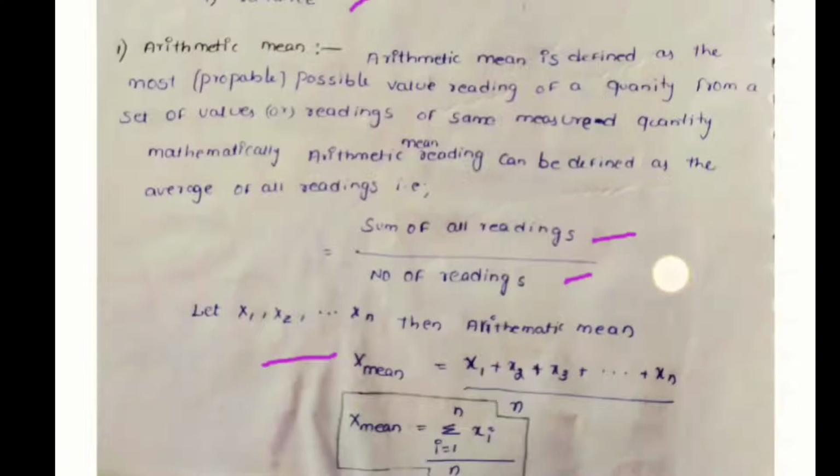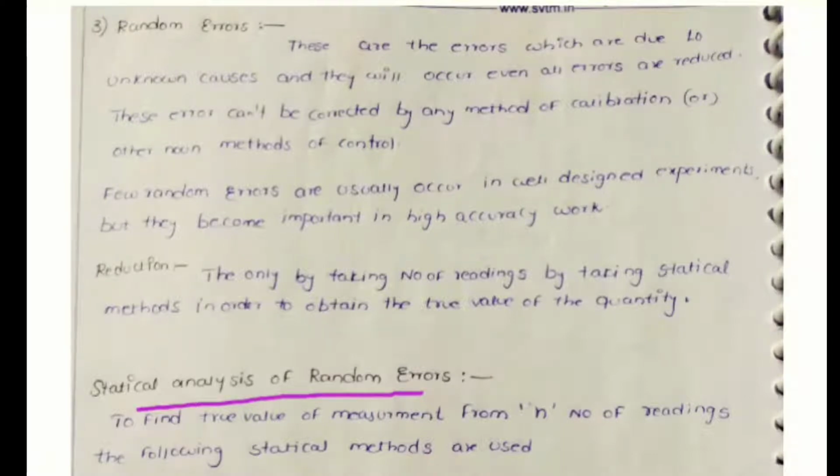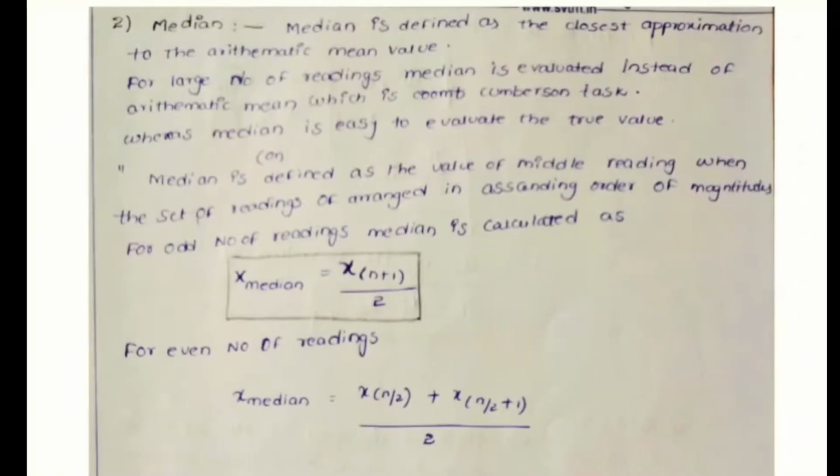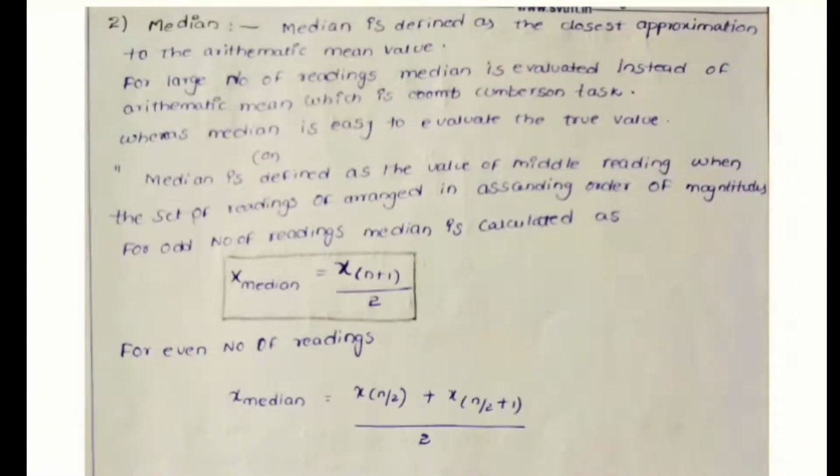Now we go for median. What is median? Median is defined as the closest approximation to the arithmetic mean value. What value is close to the arithmetic mean value? That is the median. Generally, this value is the middle point, which is very close to the arithmetic mean. For a large number of readings, median is evaluated instead of arithmetic mean, which is a cumbersome task. Median is easy to evaluate as the true value.